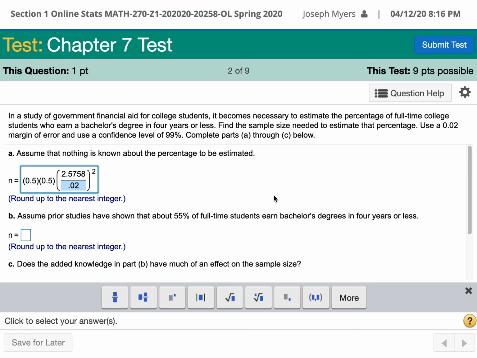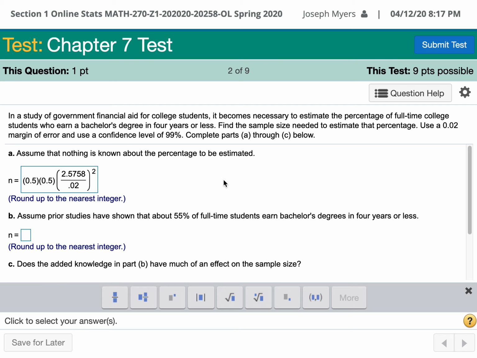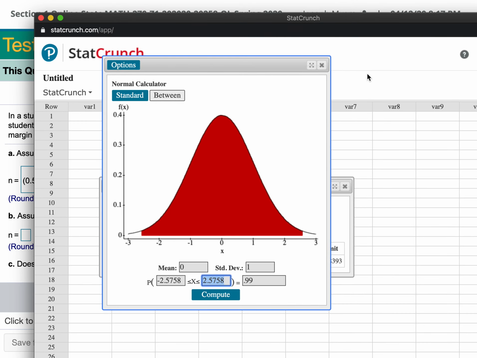So if I do that with a calculator real quick, I would get 0.5 times 0.5 times parentheses 2.5758 divided by 0.02 squared, and then I round that up, so 4146 would round up to 4147. Okay, now there's actually an easier way to do it. So you simply click back in StatCrunch, and I would recommend that you use this way instead of the formula to make sure you get your answer accurate without any mistakes on your test.